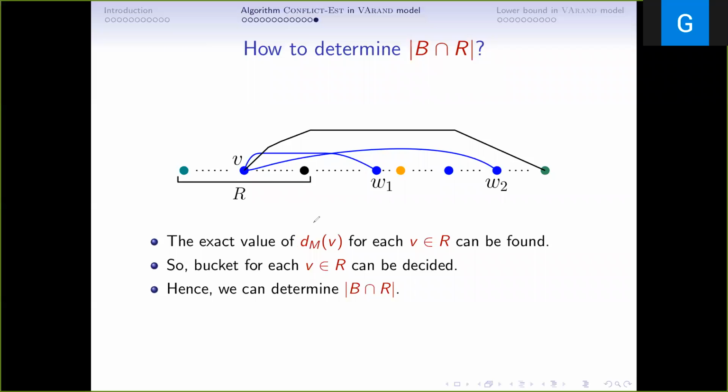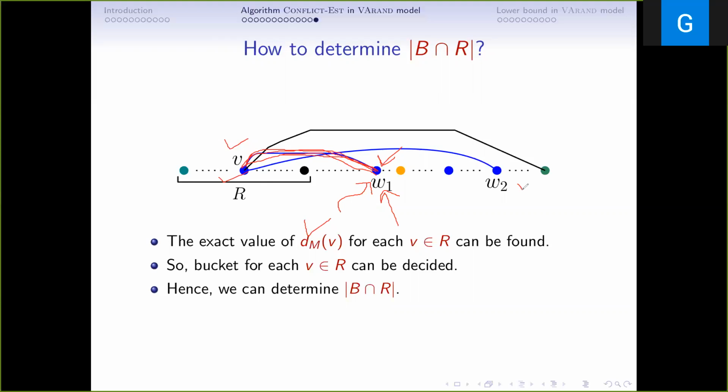Okay. First, observe that the exact value of monochromatic degree of a vertex V that is present in R can be found. How? Consider the vertex V in R. We can determine the monochromatic neighbors of V inside R easily because we are storing all the vertices of R along with their colors. Now let us consider the case how can we detect a monochromatic neighbor of V outside the set R. In this figure, consider the vertex W1. Note that when W1 is exposed, we get to know about the color of W1. Also, we get to know about the edge VW1. Note that we have already stored the color of vertex V. So we will have the information about this monochromatic edge VW1.